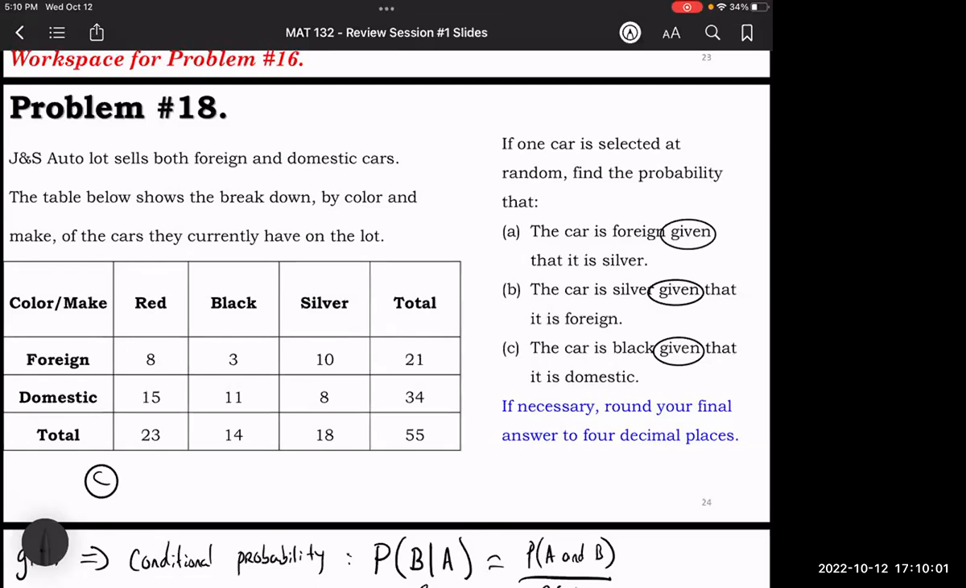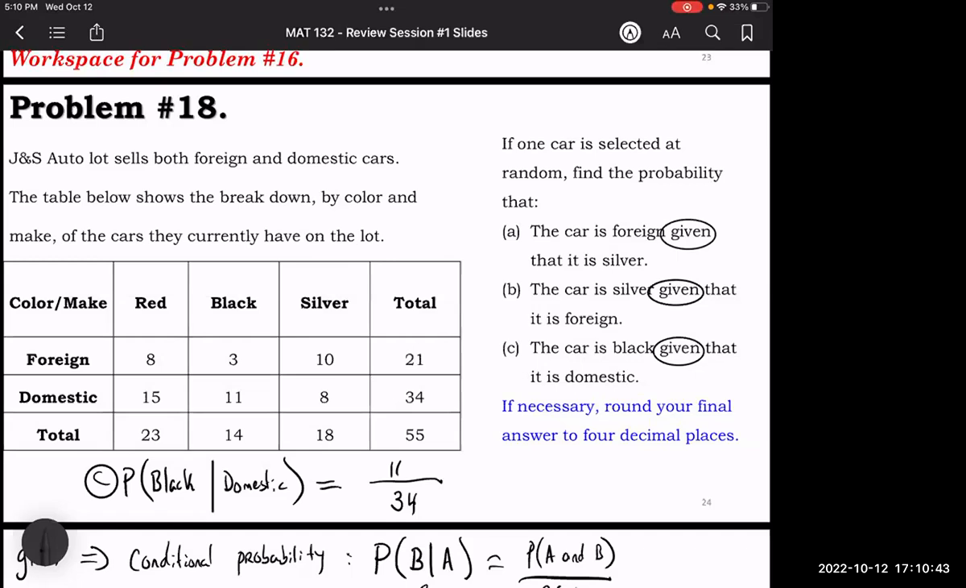A would be domestic. B would be black. So when we use our formula, it's the probability of black. The bar stands for what again? Given that it's domestic. So look at your table. How many domestic cars were there? 34 domestics. And out of the 34 domestics, how many of them were foreign? Sorry, my bad. Out of the 34 domestic cars, how many of them were black? 11. And that's the final answer.